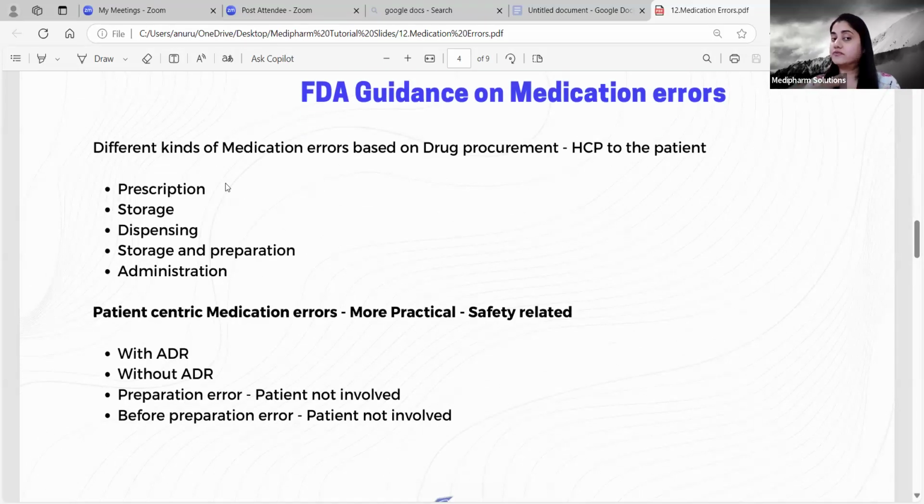There are different kinds of medication errors based on the drug procurement or HCP to the patient. And here, this is FDA guidance on medication errors. There are a lot of kinds of different medication errors which are reported to us, and they all fall under these subcategories. Now, there can be prescription error.